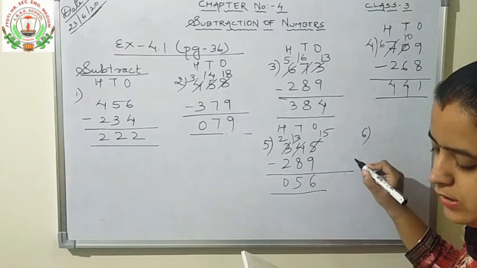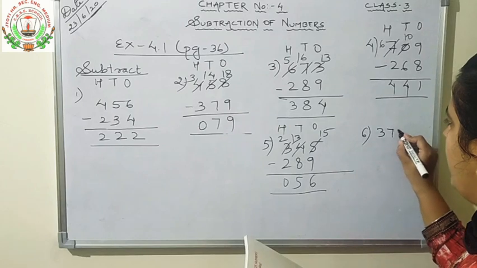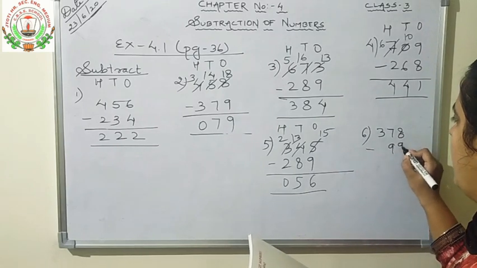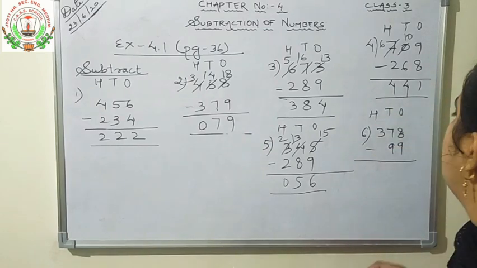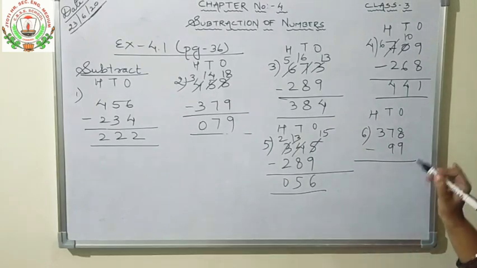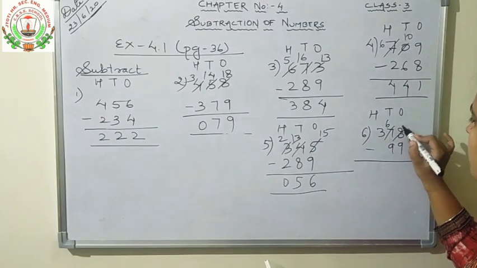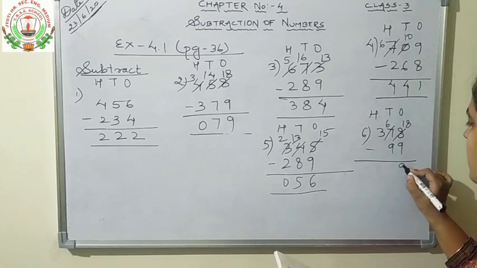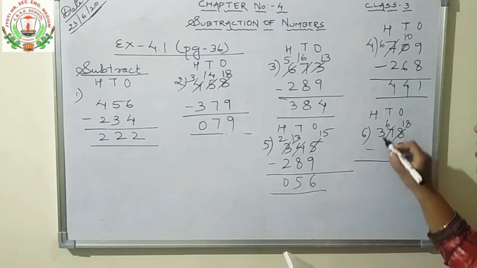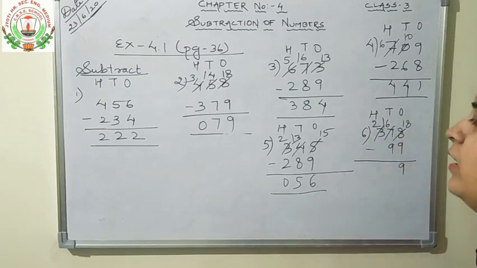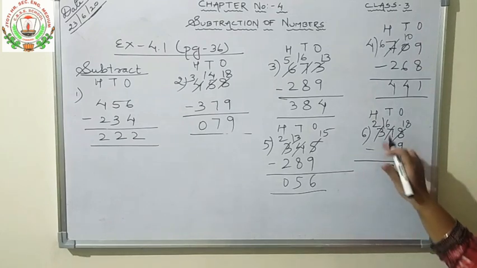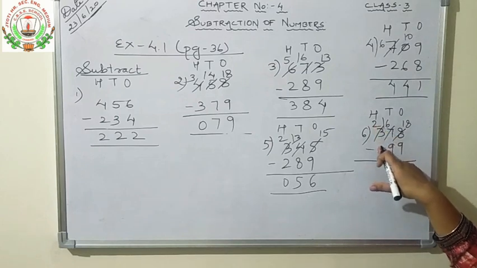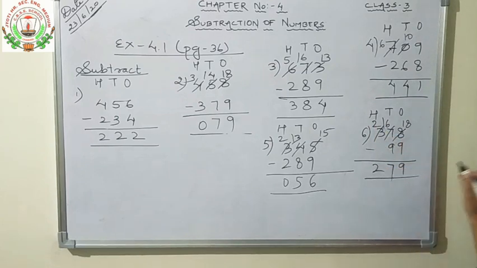Now question number 6 is 378 minus 99. First we will write the place value: ones, tens, hundreds. 8 minus 9 is not possible, so again we will take a carry from here. This will become 6 and the 8 will become 18. 18 minus 9 is 9. 6 minus 9 is also not possible. Here 2, here 16. 16 minus 9 is 7. Now you can see below the 2, no number is there. So we will write 2 as it is. So our answer is 279.